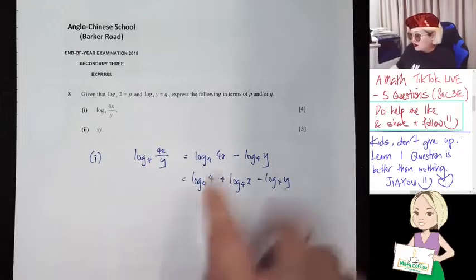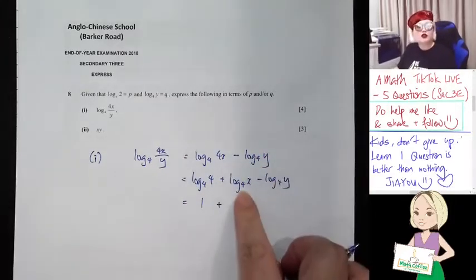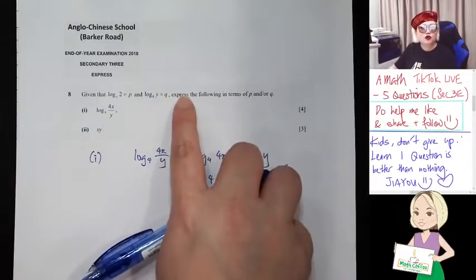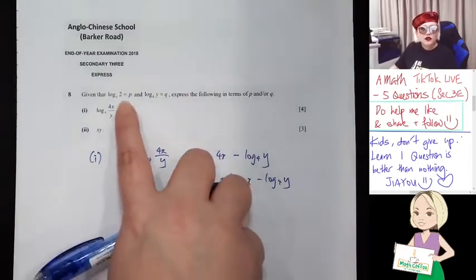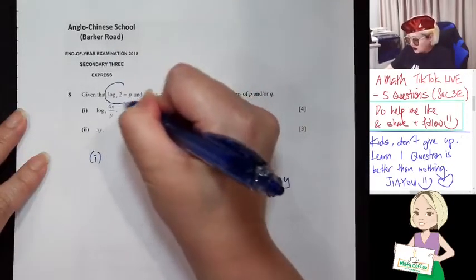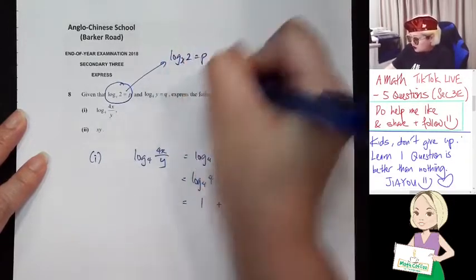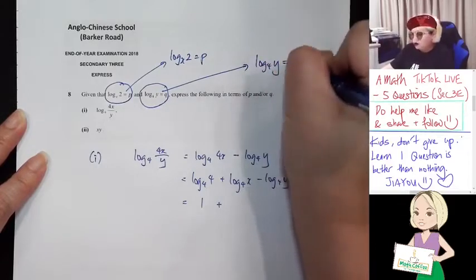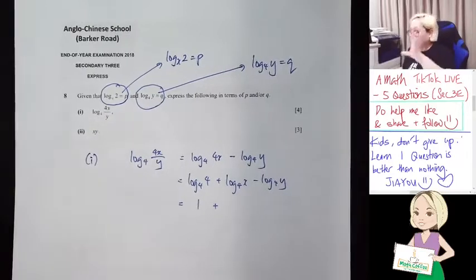Then log base 4 of 4 is easy because it's just 1. Now the bad news is what is log base 4 of x? Log base 4 of y is also simple because it is q. The question is what is log base 4 of x? So look at what we have. Over here you have base x. In case you all cannot see, I write it bigger. This is log base x of 2 equals p. This is log base 4 of y equals q. Just in case you all cannot see, right?